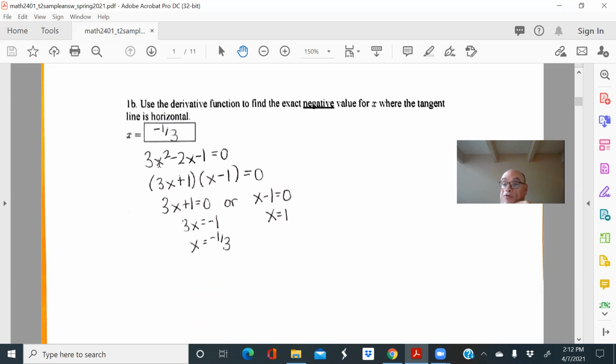We could use the quadratic formula if we needed to, but here we can solve by factoring, because this trinomial, 3x squared minus 2x minus 1, is going to factor. It factors, in fact, as (3x plus 1) times (x minus 1). And so that means that either 3x plus 1 must be 0, or x minus 1 has to be 0. And then you just solve these two simple equations to find x, right? So you come up with x equals minus 1/3, or x equals 1.